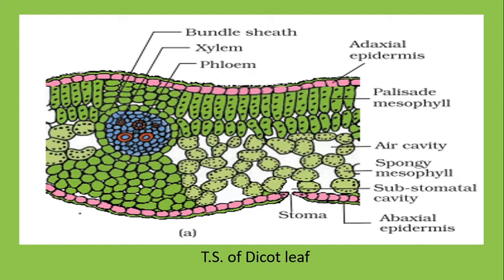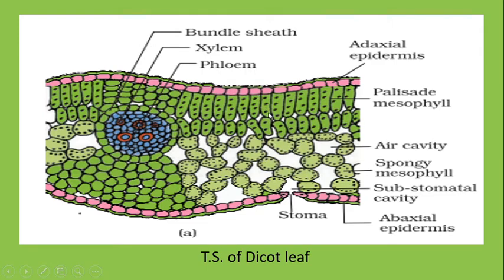So anatomically, this upper tissue shows the difference. It is a different type of tissue, that is the palisade tissue, towards the upper epidermis, and towards the lower epidermis, the spongy mesophyll. So it is different at both epidermises, and therefore it is known as dorsiventral or bifacial.